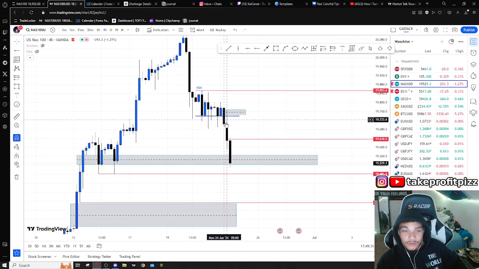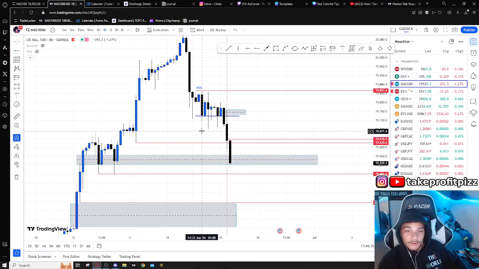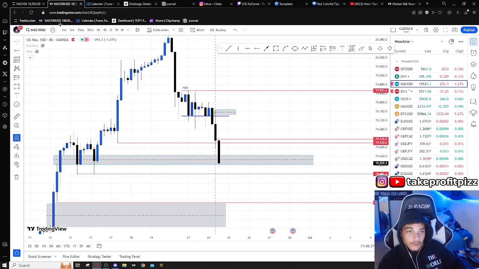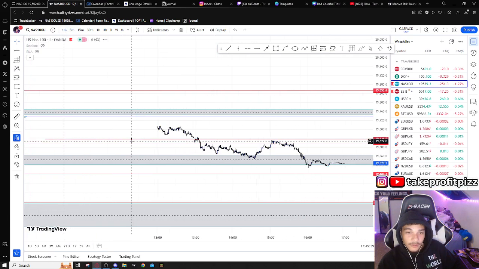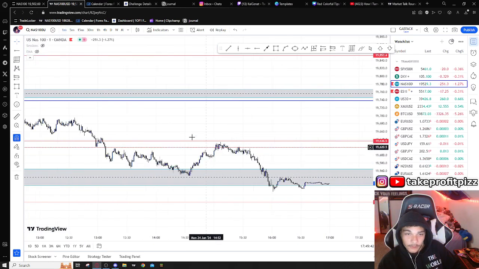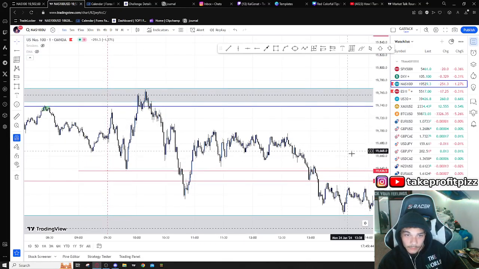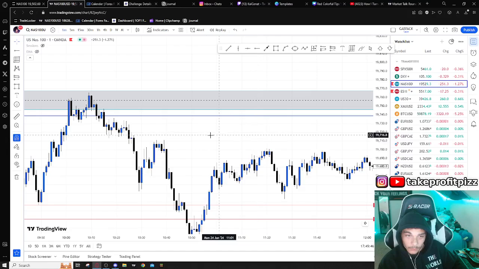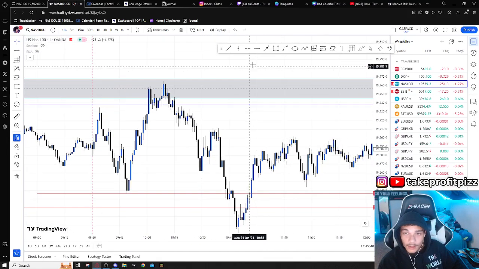So all we really had to do was just wait for price to come back down into any of these key levels and try and grab this liquidity. And that's all I did today. Just had these levels marked up. Price came up into this 1 hour or 4 hour fair value gap. I think it was 1 hour. I caught a short.